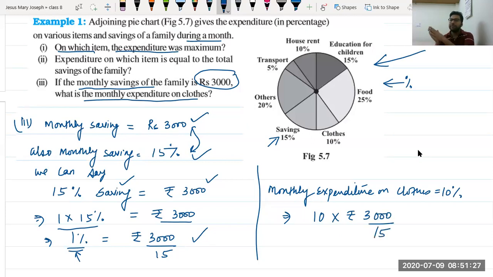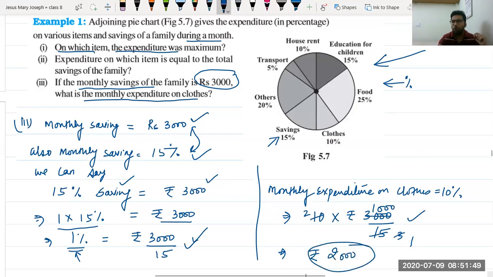So it was 10%. In 1%, the rupees was this much. So in 10%, rupees will be this much. Now solve it. 5 3s are 15, 5 2s are 10, 3 1s are 3, 3 thousands are. So the answer is rupees 2000. I hope you got this.